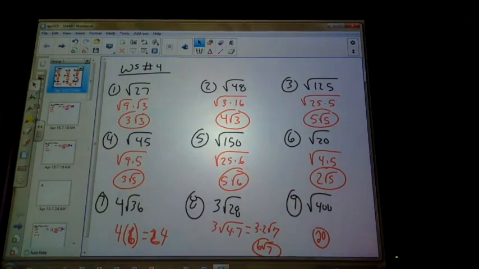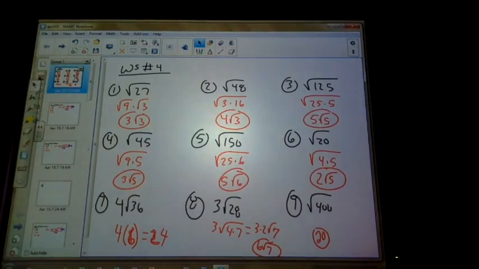Number 1, 27 breaks down to 9 times 3. Square root of 9 is going to be 3, so we combine it with 3 root 3. Number 2, 48 breaks down to 3 and 16. Some people might say, well, 4 and 12 also work, and you're absolutely right, but 16 is the largest perfect square. So I break root 16 down, I get 4 root 3.